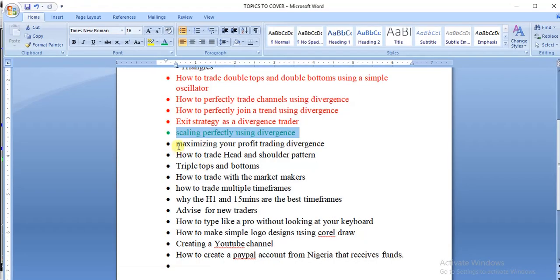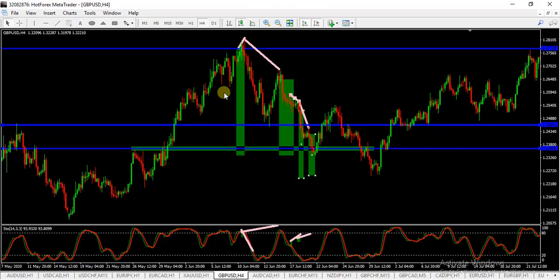Our next topic is going to be maximizing your profit target trading divergence. You're taking a trade from the 1 hour time frame. How do you maximize it to give you at least 1:5, 1:6, or probably 1:10?